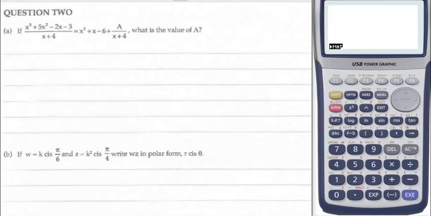Okay, so first of all, looking at the fact that we have x plus 4 on the bottom, let's start with that and see how we could make this first term of x cubed. So we would need to multiply it by an x squared.